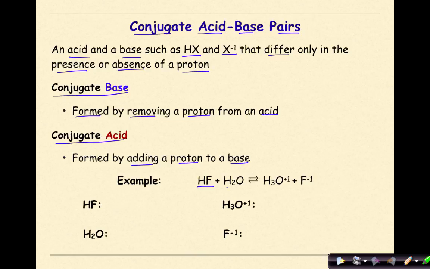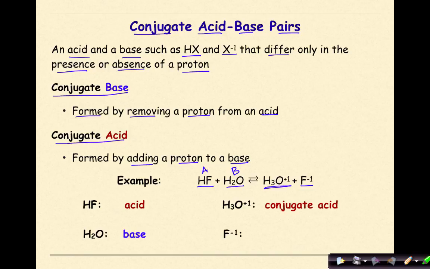We have HF plus water yields H3O+1 and F-1. In this example, the HF is our acid. So I'm going to put a little A over the top of that. If HF is our acid, then the H2O is going to be acting as our base. Now the H3O+1 is the conjugate acid.